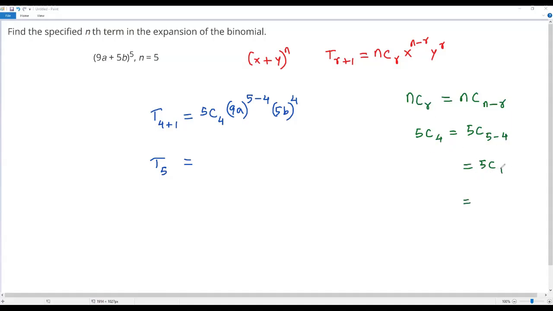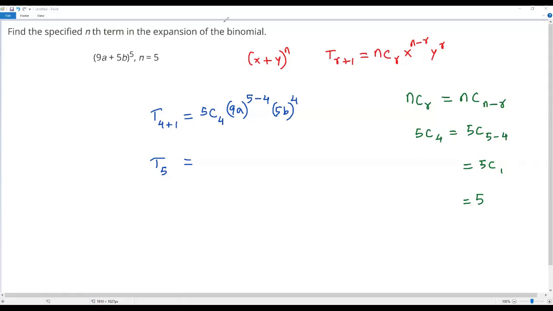In any combination where the value of r is just 1, the value of the combination equals the value we have at the place of n. Here we have 5 at the place of n, so the result is just 5. So we write the result directly without any calculation. Since the value of r is 1, the value of the combination equals n. For n we have 5, so the value of 5C4 is just 5.